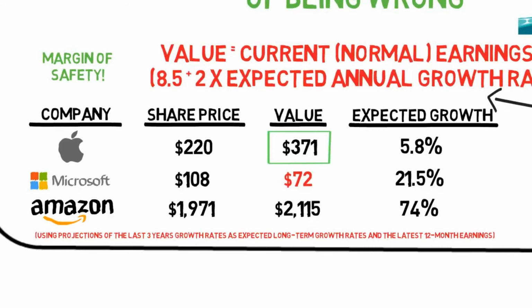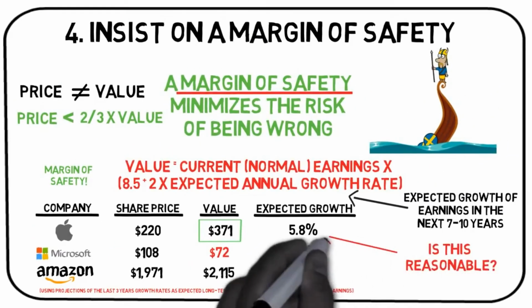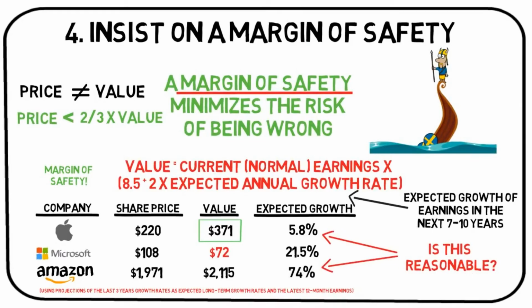There's a huge discrepancy here. Amazon is expected to grow at 74% per year according to its stock price, while Apple is expected to grow at a mere 5.8%. Do you think that this is reasonable?